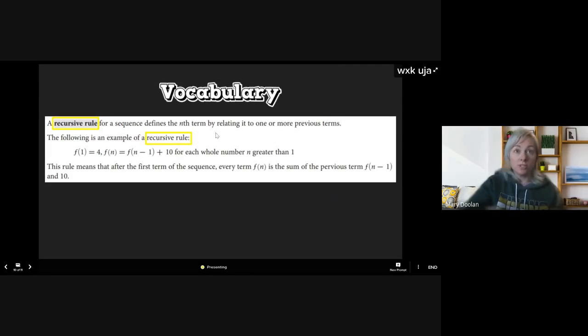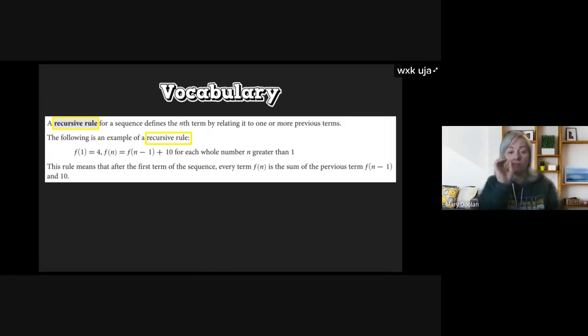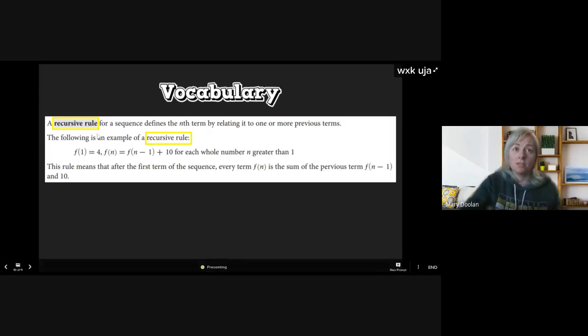The other type of rule is recursive. Now a recursive rule for a sequence defines the nth term by relating it to one or more previous terms. So this one is not exclusively just itself. It relies on other calculations. And so an example of a recursive rule is here. So maybe if my function, I'm just kind of looking here at this part, f of n. Okay, this is the general form. f of n is equal to f of n minus 1 plus 10.